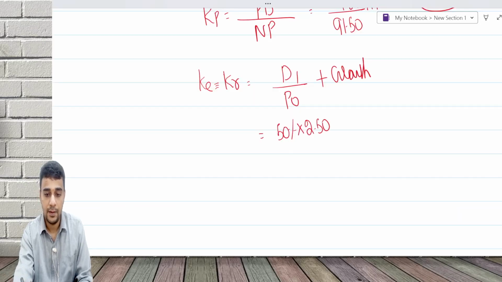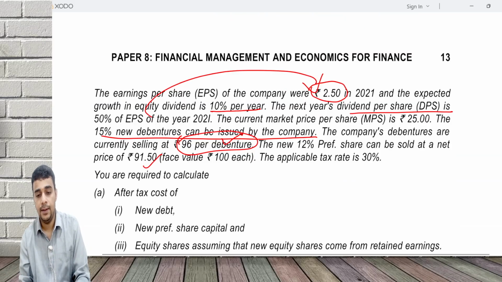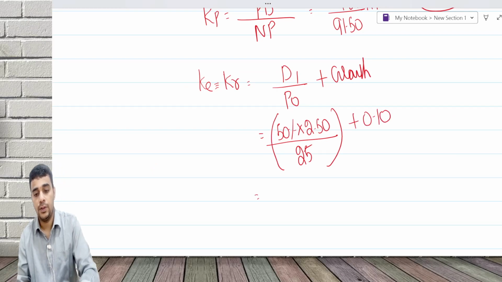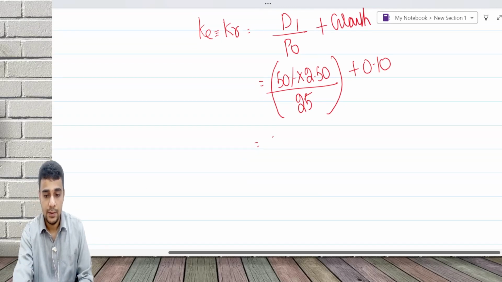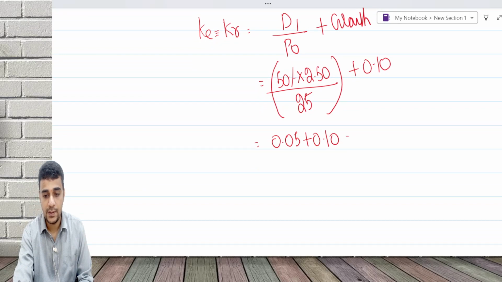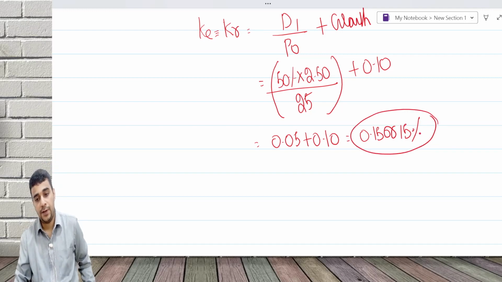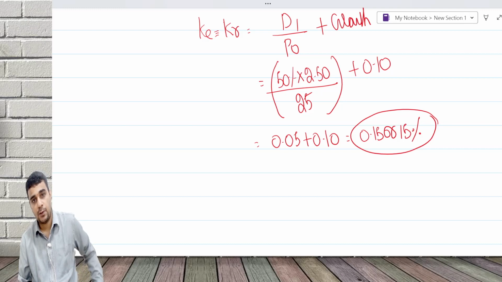2.5 divided by current market price 25. Growth rate is 10%. So 0.05 plus 0.10, 0.15 or 15%. That answers part 1 of the question.